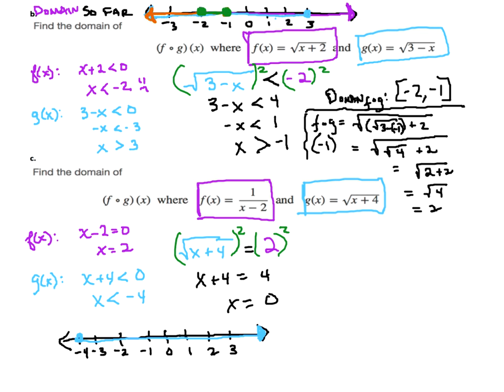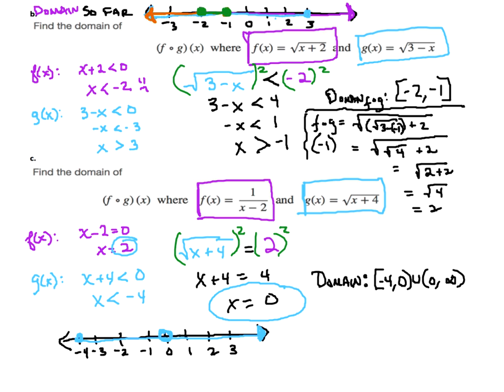However, even though 0 lives in the domain of g, when we plug 0 into g, we get out 2, which is a restriction on our f. So at 0, that is an open circle. Our domain is from -4 inclusive up to but not including 0, and then from 0 through positive infinity.